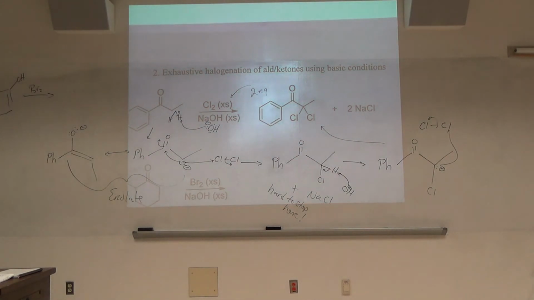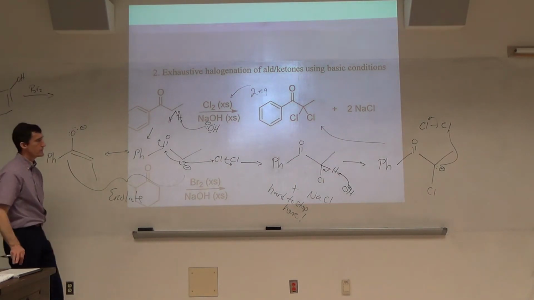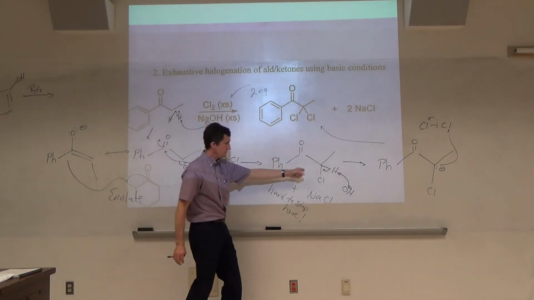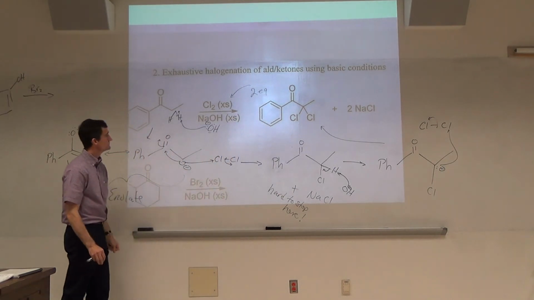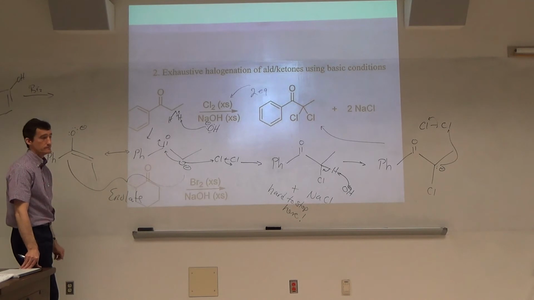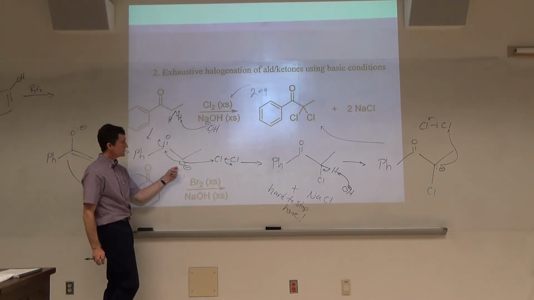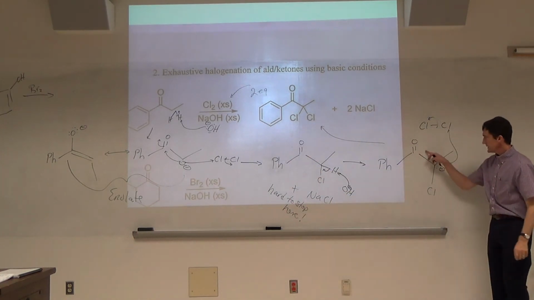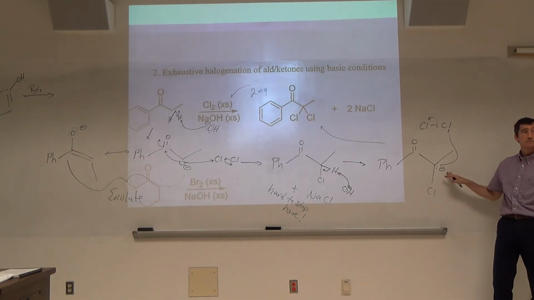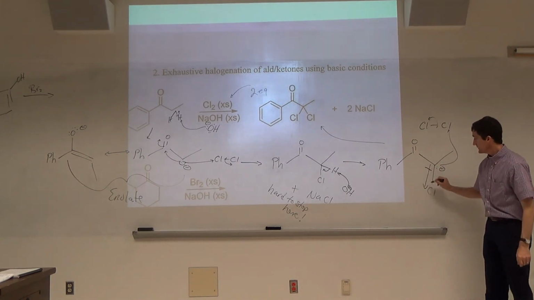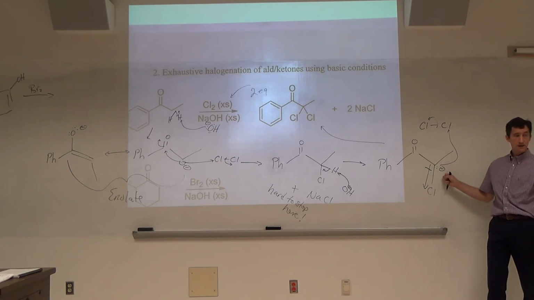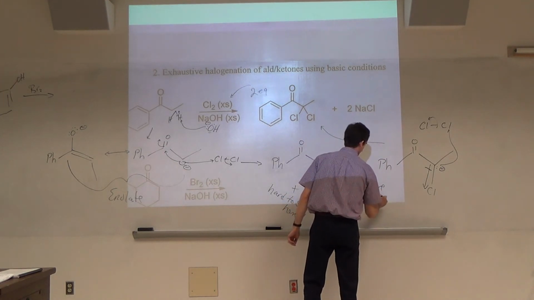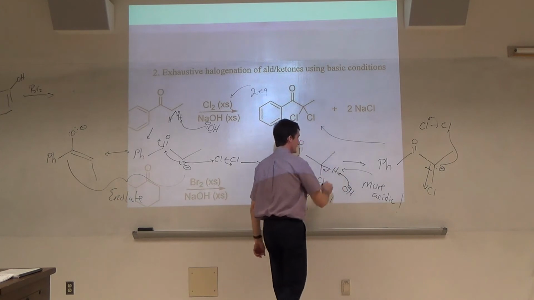Why is it hard to stop there? Because which is more acidic, the starting material or this product here? Well, which is more stable, this carbanion or this carbanion? That carbanion you can do resonance with. You can also do resonance here. What else does this have going for it? You've also got the chlorine stabilizing it. This is a more stable carbanion. That's more acidic. So your product is more acidic.